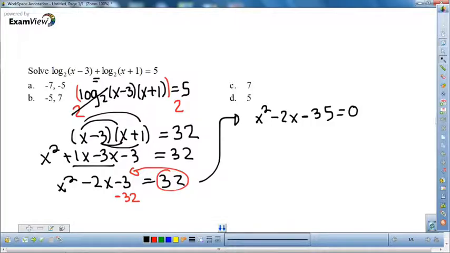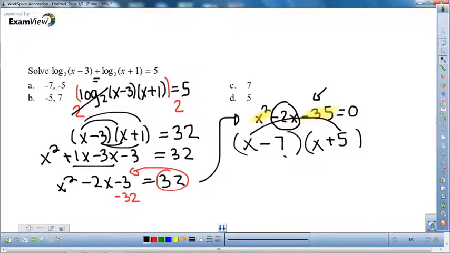So I'm going to factor. So I need two numbers multiplied together that gives you x squared. So that gives me x and x. So now I need two numbers multiplied together that gives you negative 35. So it's going to be 7 and 5. Since it's negative, one of them has to be a negative. The other one has to be a positive. And when we multiply, we need to make sure that we get the middle term. So 5x minus 7x does give me negative 2x.